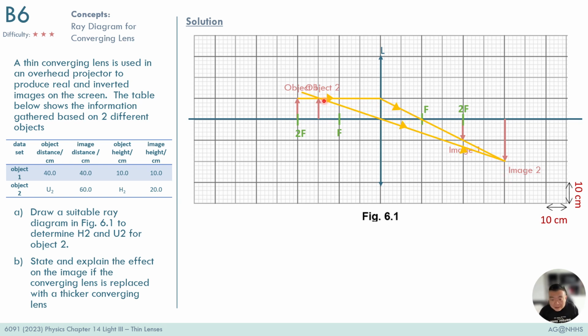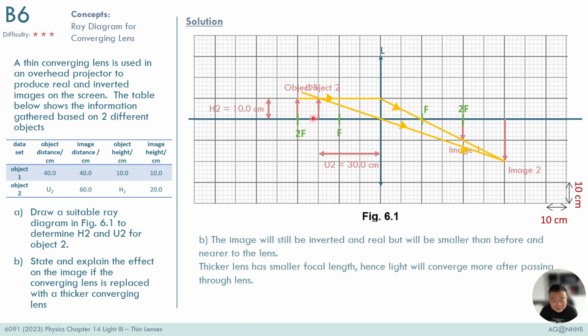Okay, so with that, we can then find the intersection point here. That is the object number 2. And then doing some measurements, U2 is 30 cm and H2 is 10 cm height.